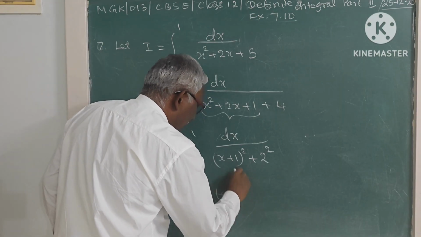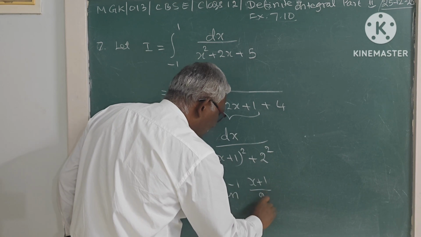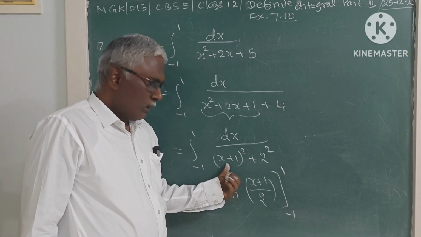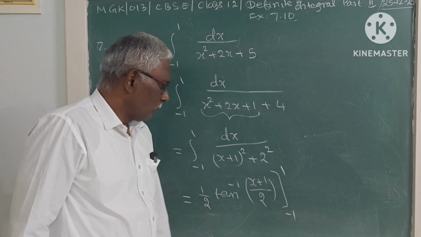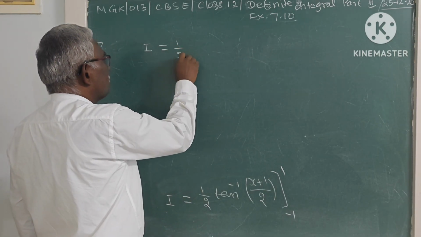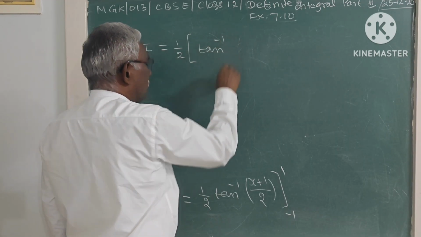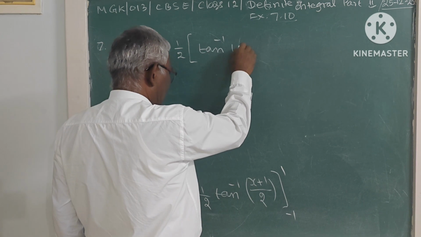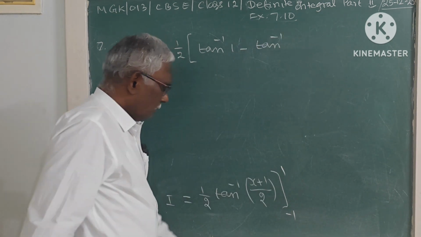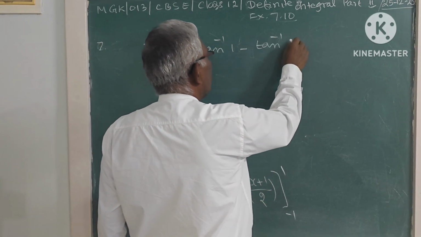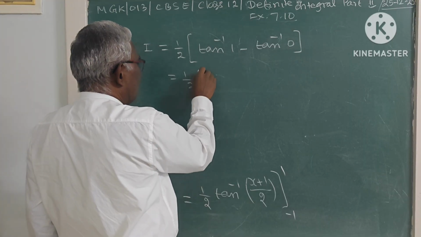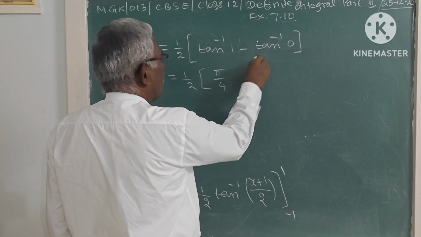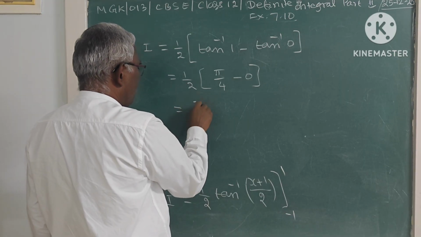tan inverse of x by a, from minus 1 to 1. In place of x, x plus 1 is there, so I write x plus 1, and in place of a, 2 is there, so I write 2. Now half times tan inverse of, first I will substitute x is 1, upper limit, 1 plus 1 is 2, 2 by 2 is 1, tan inverse 1 minus tan inverse of, put x is minus 1, minus 1 plus 1 is 0, 0 by 2 is 0, tan inverse 0. So this is half times, tan 45 degrees is 1, so this will be 45 degrees minus 0, so this is pi by 8.